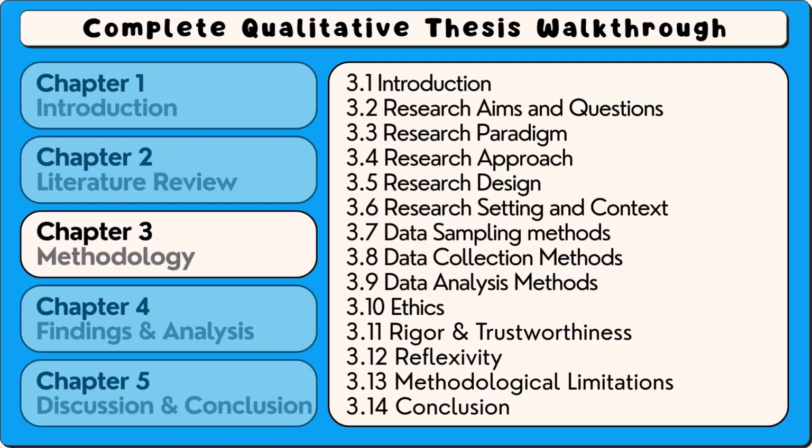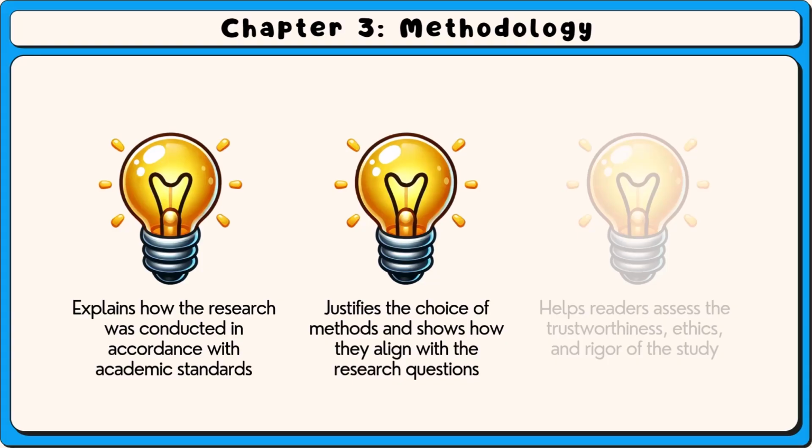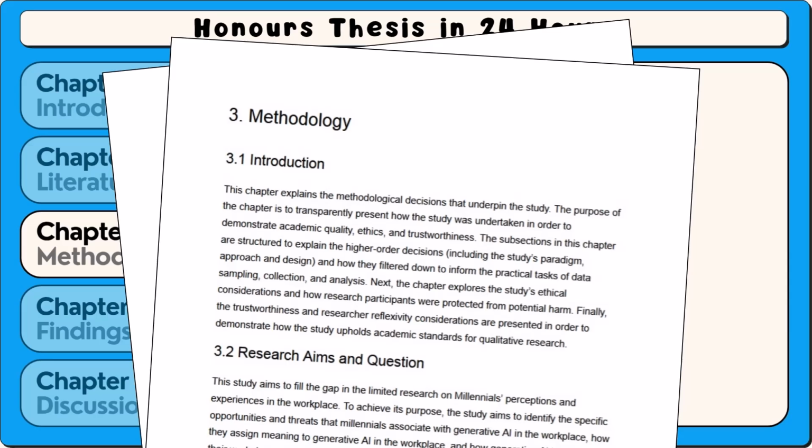Chapter 3 of the thesis is the methodology chapter. This chapter explains how your research was conducted in accordance with academic standards so that the results are considered to be of sufficient academic quality. To do this, it justifies the choice of methods and shows how they work to rigorously address the research questions that you have posed. Additionally, this chapter is necessary to help readers assess how trustworthy and ethical your study has been. We'll keep working off the sample piece that you can grab in the link in the description.